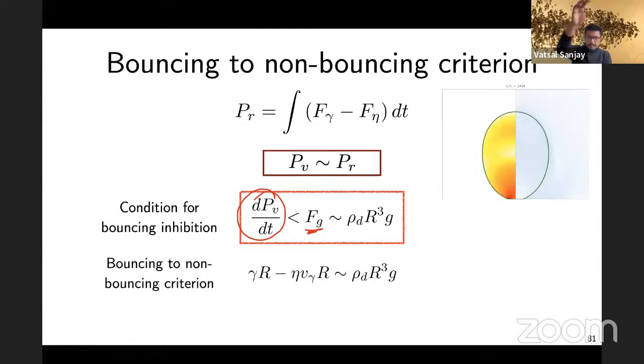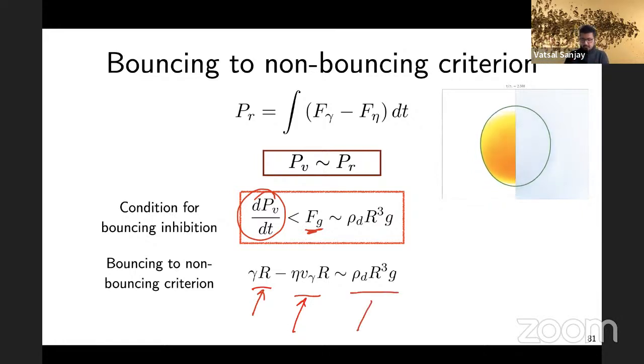And if we just plug in all the terms that we have collected on the previous slide, we get something like this. So gamma r minus, so basically capillary driving minus this viscous dissipation in some sense. And if that is of the scale of this weight of the droplet, then the drop will not bounce.